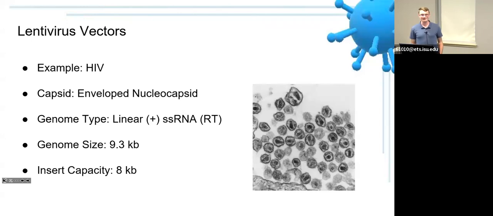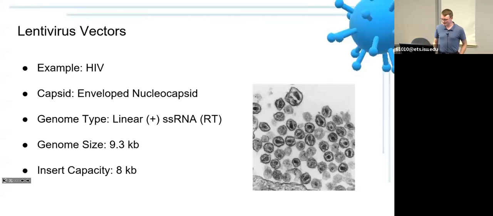And actually, HIV, the virus that causes AIDS, is the most common lentivirus vector that we use because we understand it very, very well. They've done a heck of a lot of research trying to cure AIDS. And so we understand it very well, and it's very good at its job. That's why we haven't cured it yet.